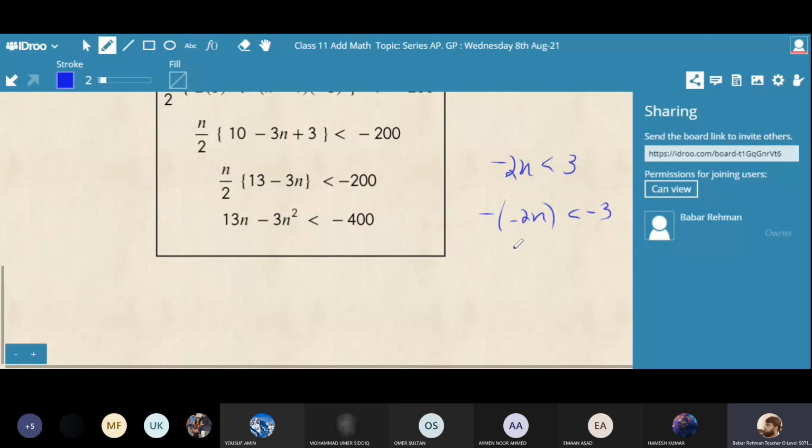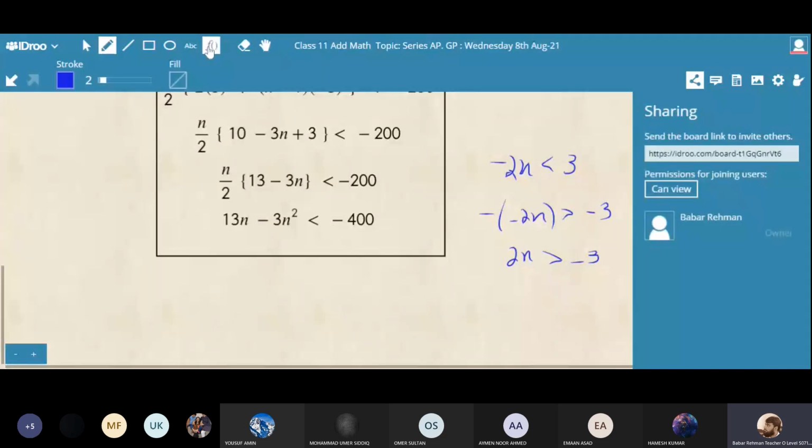Now what will happen? The sign of inequality will be changing. This will be 2x greater than minus 3. This is the rule of inequality. When we multiply both sides with a negative, the sign of inequality changes.